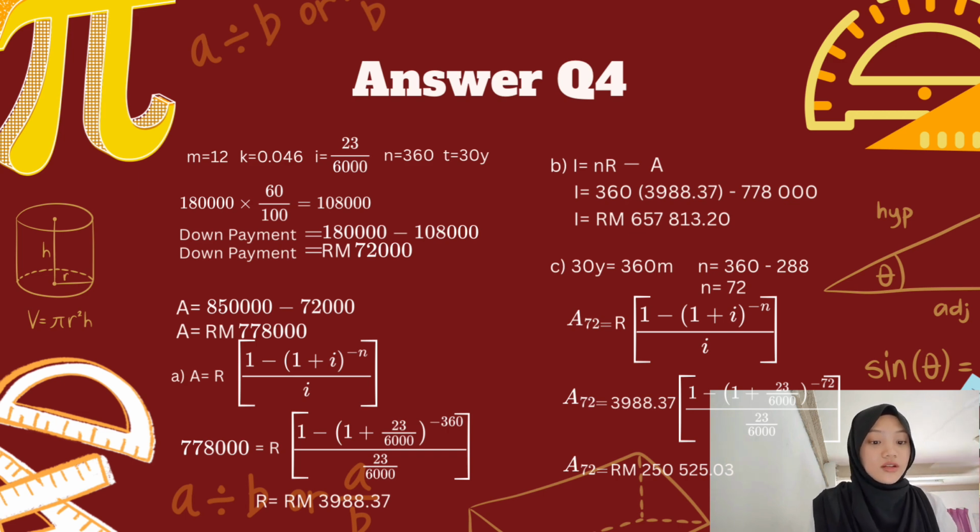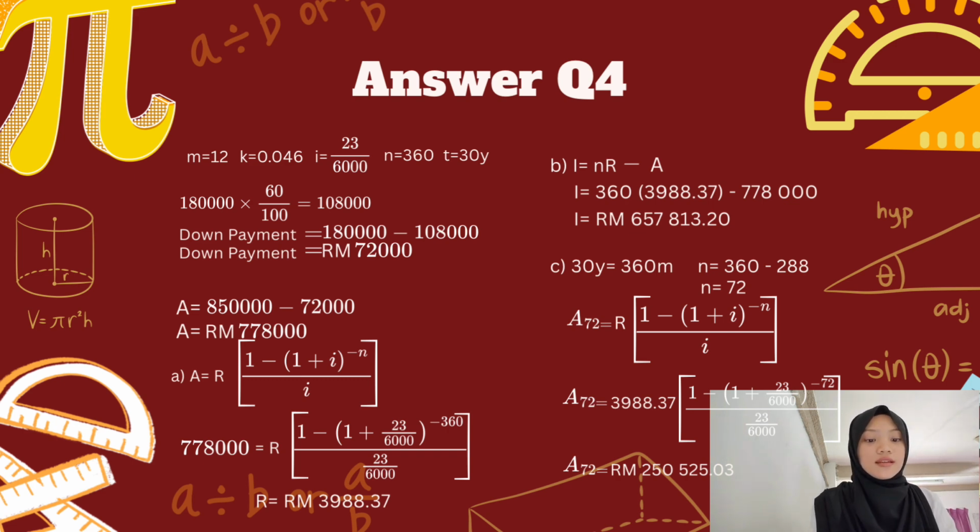First we need to find the down payment, and then we can calculate it afterwards. So how do we find the down payment? Amir sold a commercial lot for 180,000. So this original price we will times with the 60%. So we will get 108,000, but this is not the down payment yet. So the down payment is the original price minus 108,000, and we will get the down payment of 72,000 ringgit.